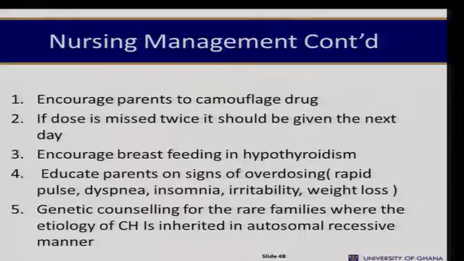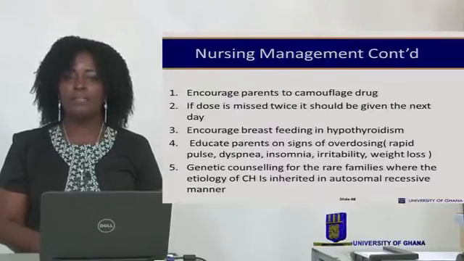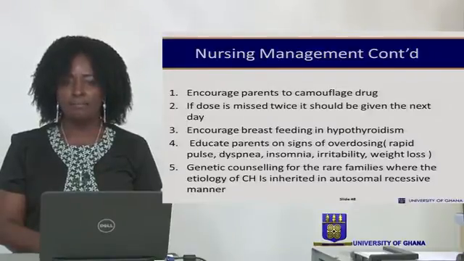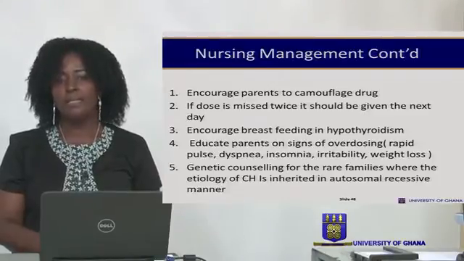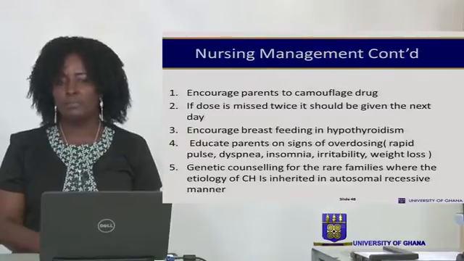Also, we should encourage parents to camouflage the drugs when it is difficult for children to take them. If it is porridge or orange juice or whatever is available, you add it and give it. And if the drug is missed twice in a row, it should be given the next day. Encourage breastfeeding in hypothyroidism, and educate parents on signs of overdosing.